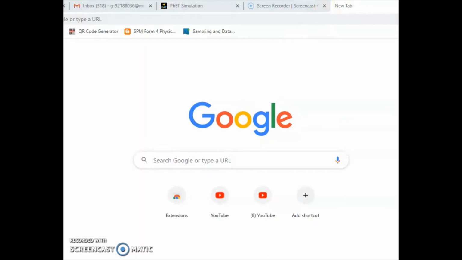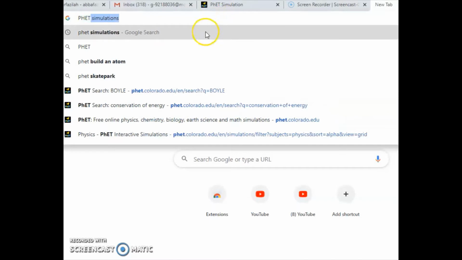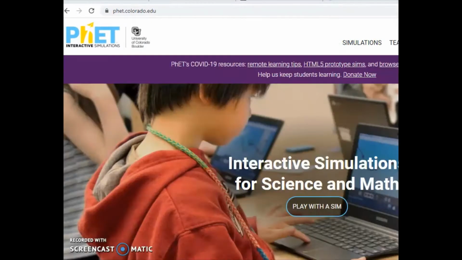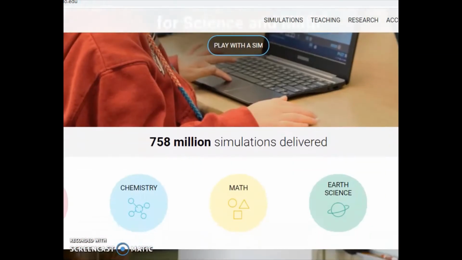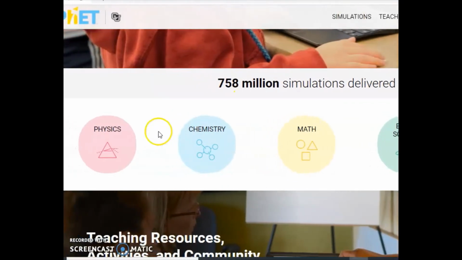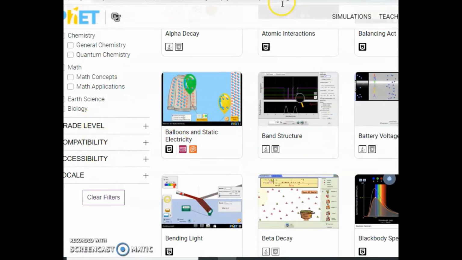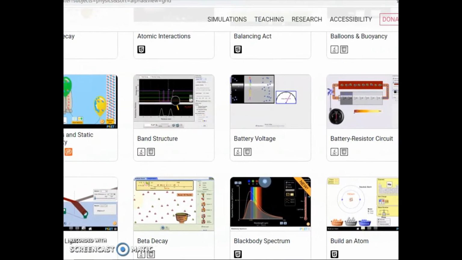This is how you look for PhET simulation. Just type PhET simulations, and then we choose free online physics. So this is the interface. So we choose physics. We can see that there are many types of simulation.